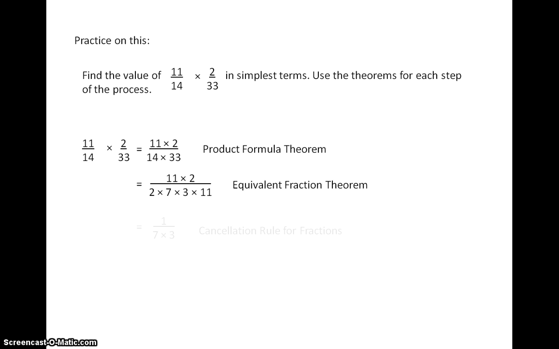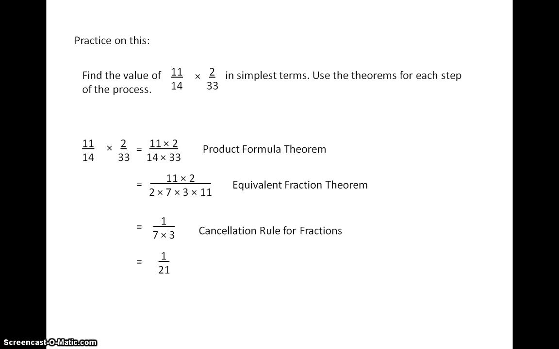From here, I can use the cancellation rule for fractions, and the 11s cancel out and the 2s cancel out, and I'm left with nothing on top except the fact that I have 1, because remember, 11 times 2 can also be multiplied by 1, and so that is what is left. And then at the bottom, I have 7 times 3. So now I can finish simplifying that and come up with 1/21. All right, we'll go ahead and practice these in class.